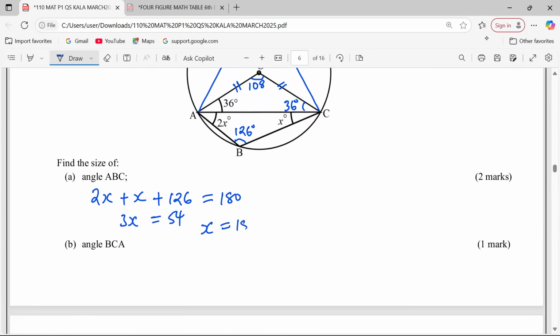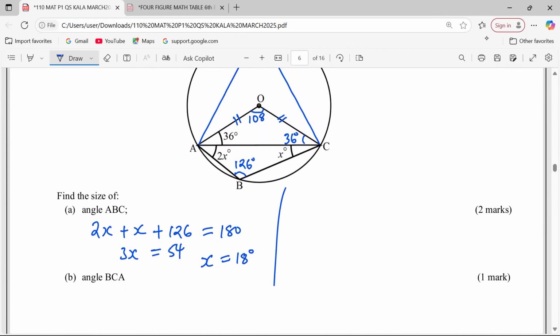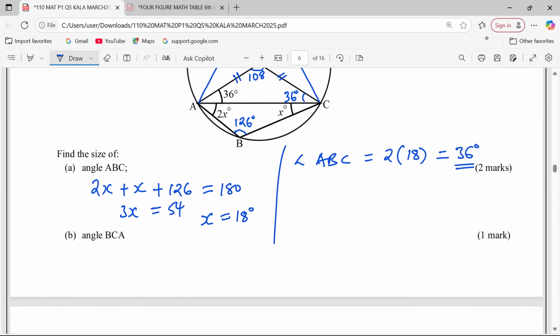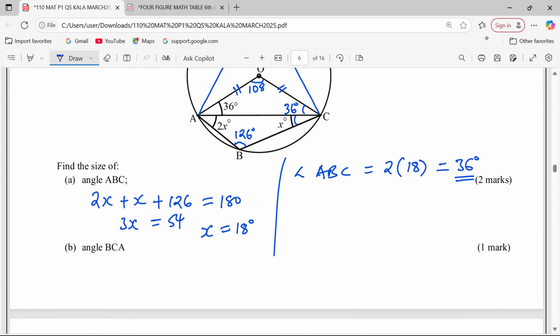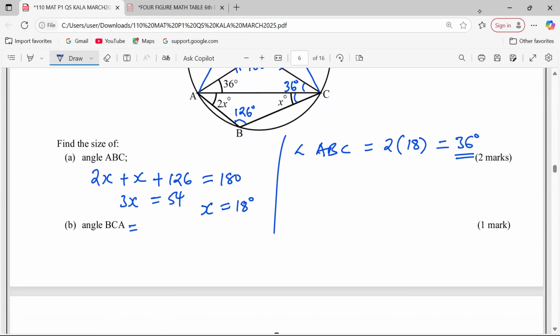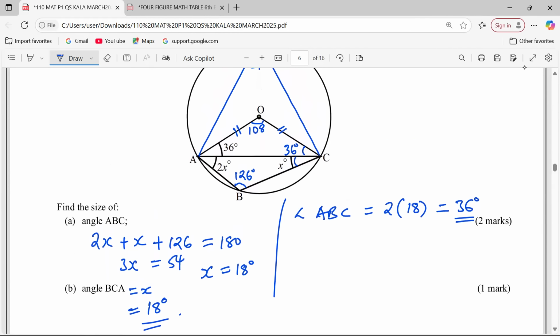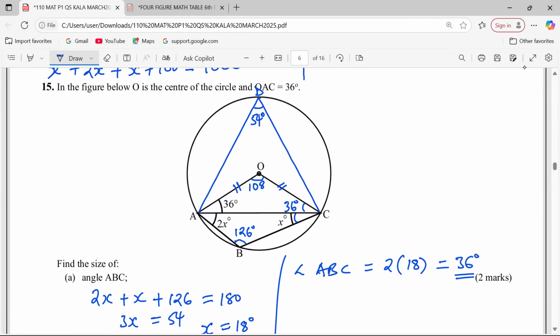18 degrees. Now, if x is 18 degrees, then the angle ABC shall be 2 by 18, giving us 36 degrees. What about the angle BCA? BCA is the value of x, which is already discovered. 18 degrees. It's already identified as 18 degrees, and that's why we are having it as 1 mark, because it has already been worked out.